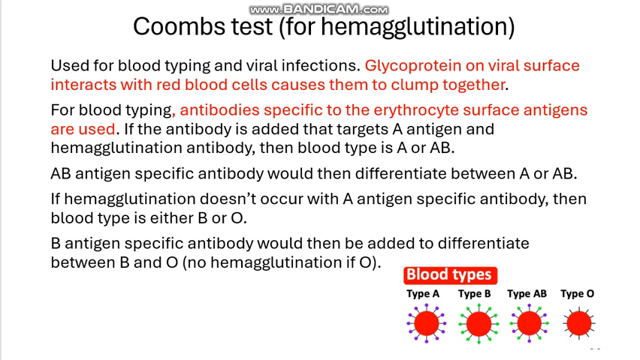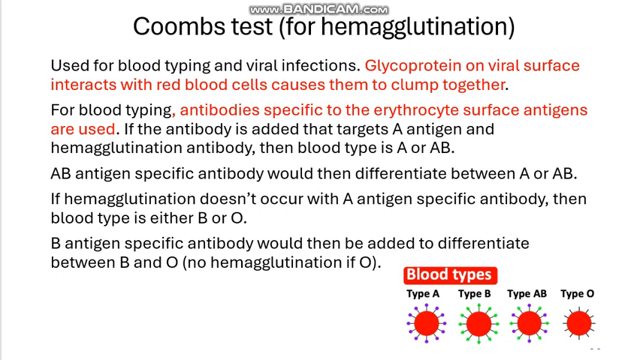There are two different types of erythrocyte surface antigen. You either have type A or type B, and then some people can have neither of these surface antigens, which would be type O, or they can have both of these types of antigen, shown as type AB in the bottom right there.